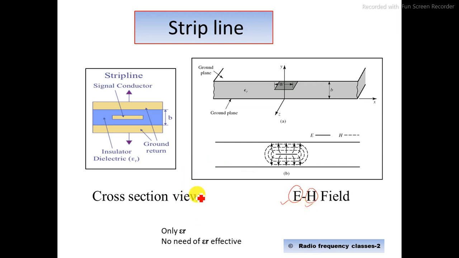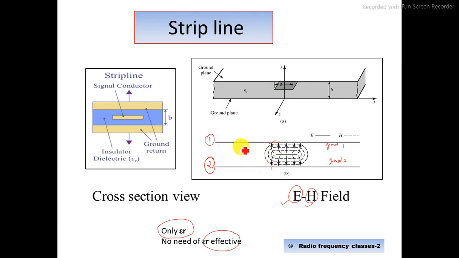The important thing you have to consider here is that we talk about epsilon r, not epsilon r effective, because in the strip line section we have two planes and our signal plane is properly confined inside these two ground planes. So we have one ground plane above and one ground plane below. You can see the electric field initiates from here and terminates on this ground, and again initiates from here and terminates on this ground.